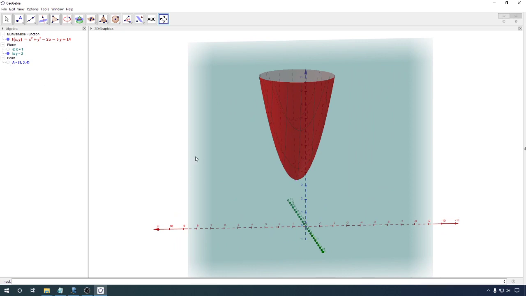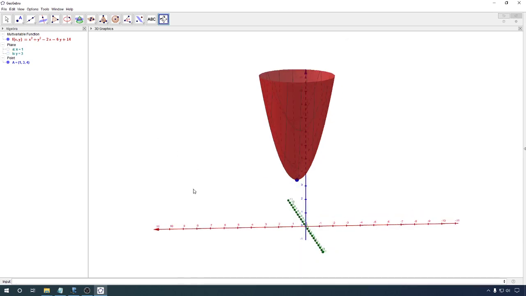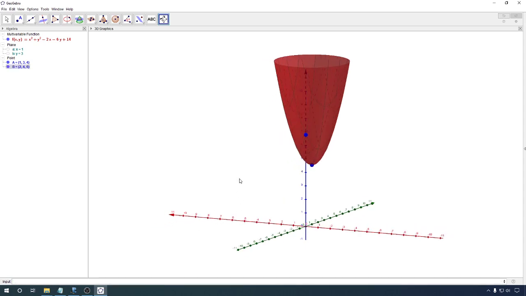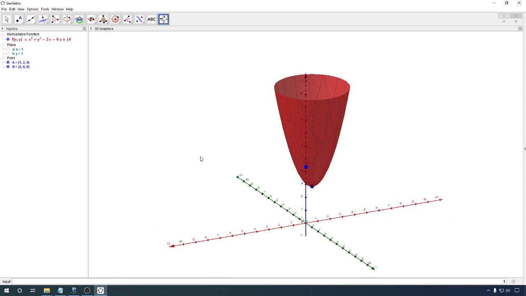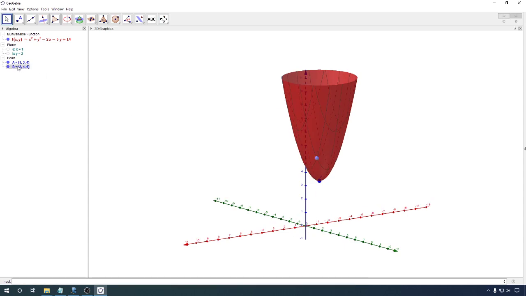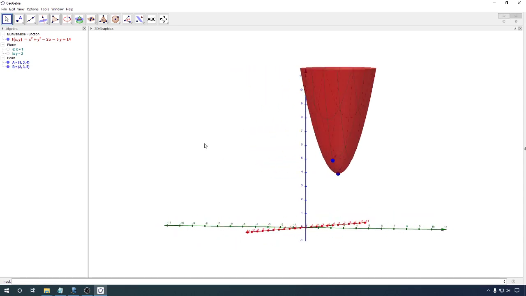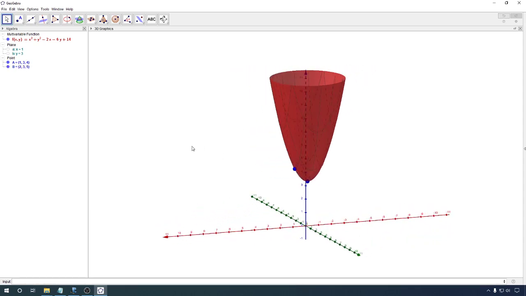If we were to take another point on this surface, say (2, 4, 6), and look at cross sections through there. Actually, let's look at, instead of that one, let's look at (2, 3, 5). Here we go. We have another point on there. We could look at the cross sections through that point.